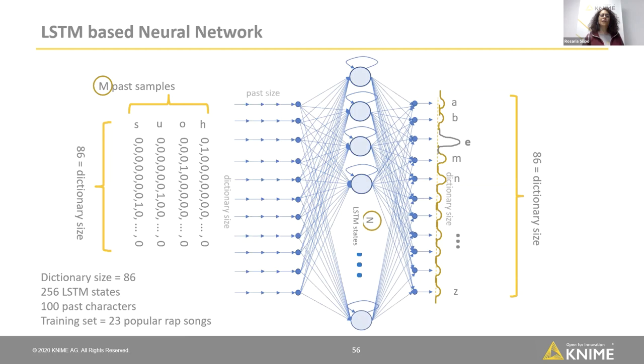And then as a training set, we used 23 popular rap songs. Again, the output is a layer of neurons with activation function softmax, and the softmax again produces the probability of one character to be the next character with respect to what you have at the input. The character with the highest probability is the one that is going to be adopted as the predicted character for the input sequence. Okay, so let's see how the neural network worked.